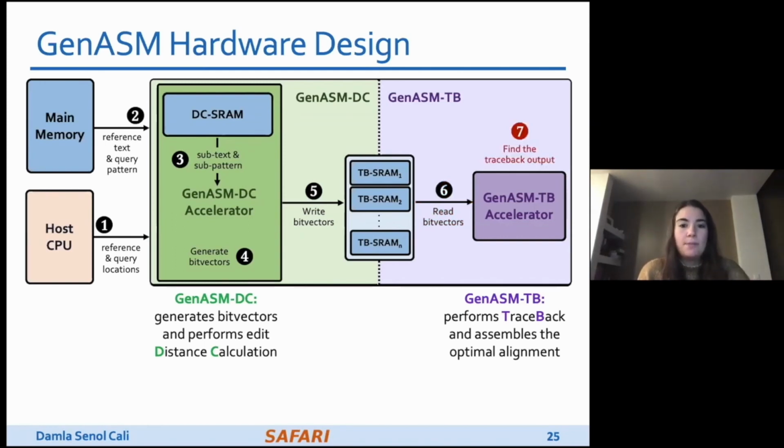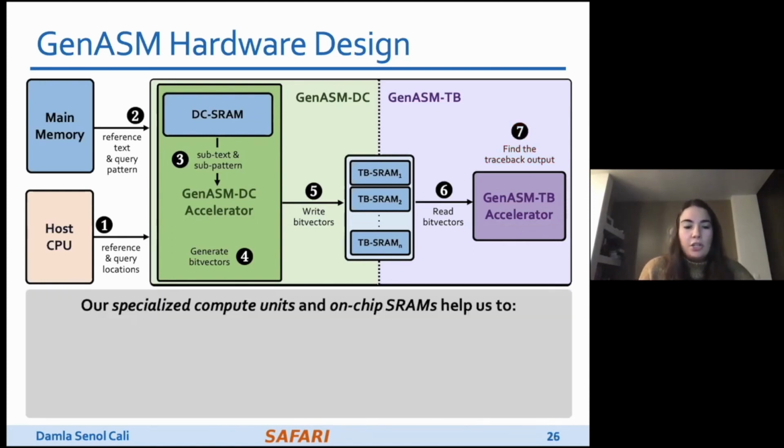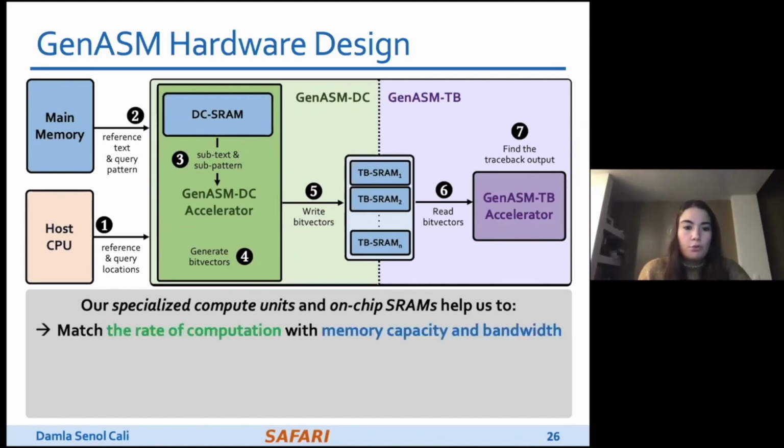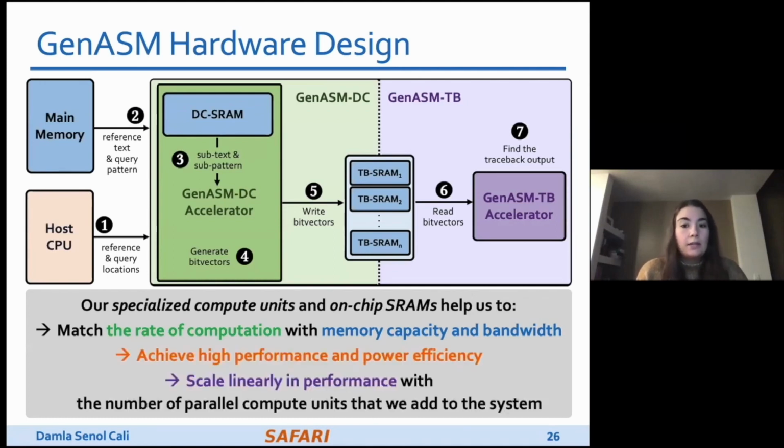Once GenASM-TB generates this output for the current window, we compute the next window and repeat steps 3 to 7 until all windows are completed. So our specialized compute units, which are the DC and TB accelerators, and on-chip SRAMs, which are DC SRAM and TB SRAMs, help us to match the rate of computation with memory capacity and bandwidth, achieve high performance and power efficiency, and scale linearly in performance with the number of parallel compute units that we add to the system.